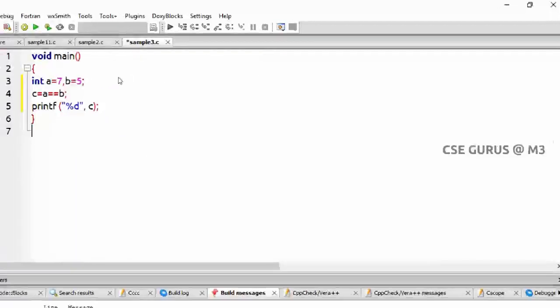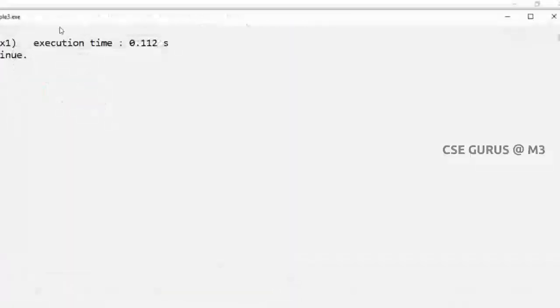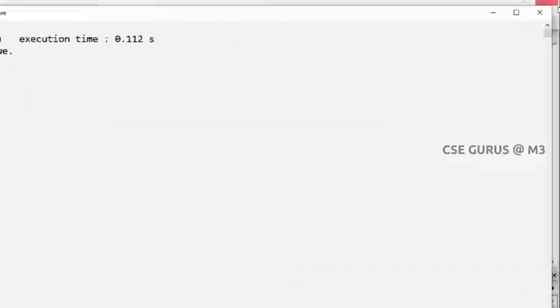Now the third one, of course very simple, you can observe here. So what is the answer for this one? I told you like a double equals to b. First you have to do this one. So what is a? 7. What is b? 5. Are they equal? No. So that's why this value will become 0. So c equals to 0. You can see, so c value is 0.